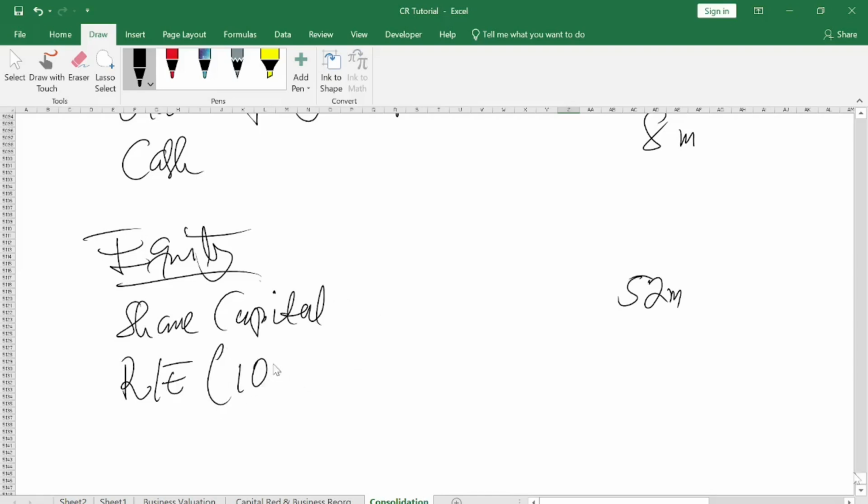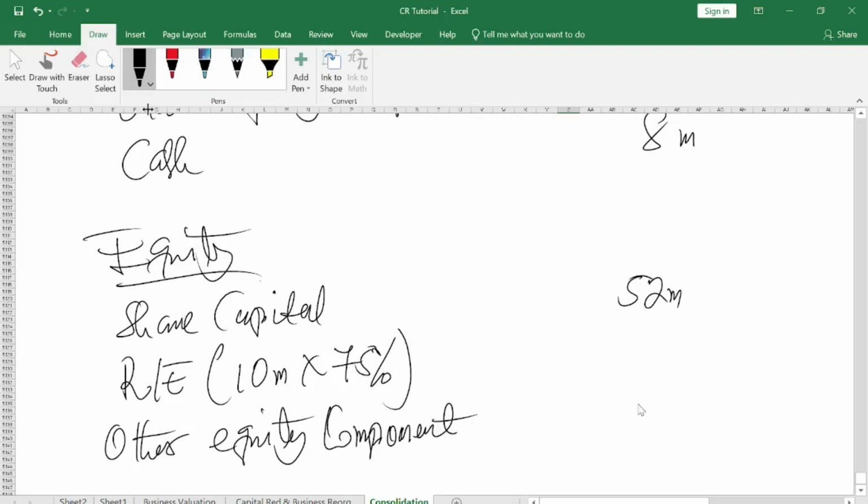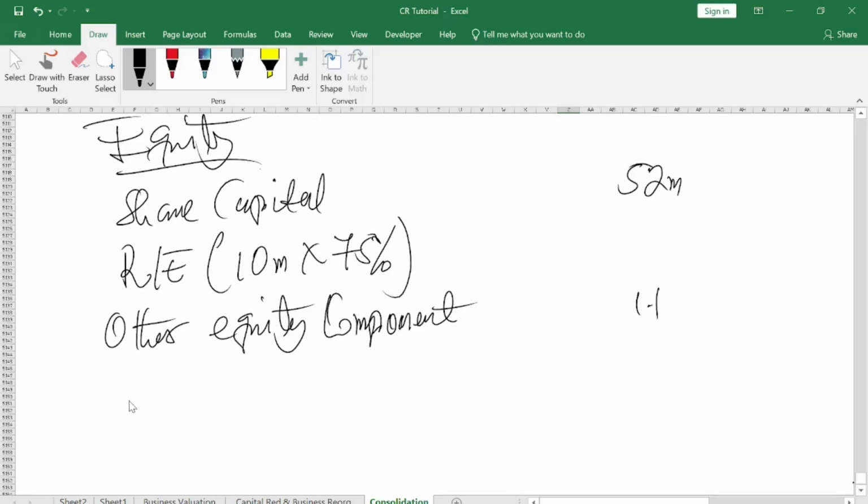10 million cash that they made profit. Multiply by the parent's 75 percent. Whatever you get, you add it to the retained earnings. Now, are we seeing that other equity component? It will come here, which is how much? 1.1. Then you will come to the NCI.